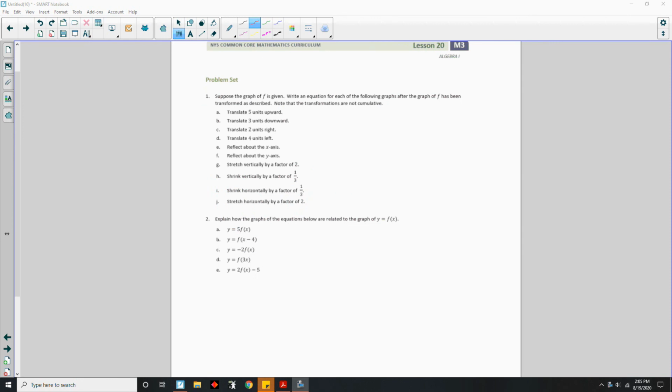Page 6 brings us to the end of lesson 20. Go to your problem set.